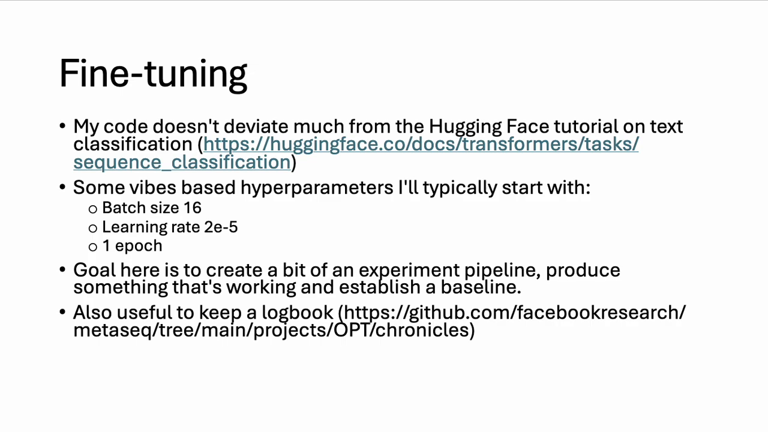I'll typically start with a smaller version of whatever model I'm using, just because it's faster to fine-tune before I start trying to scale things up. And I also find it useful to keep a logbook. And here's just a link to a Facebook example that I think is worth reading.